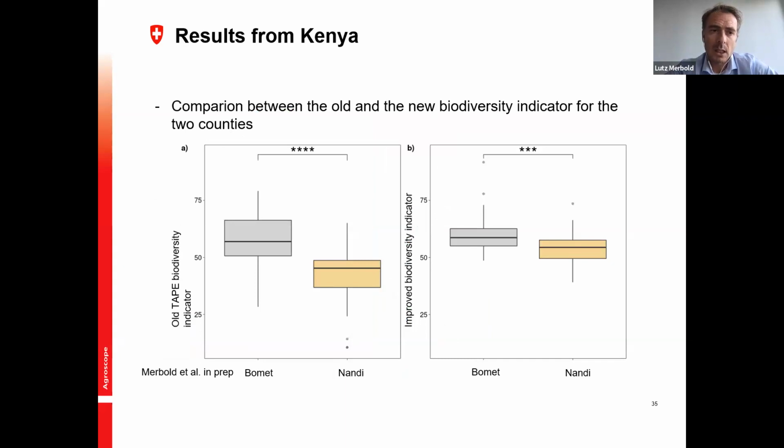Can't see it yet. Here we go. Of course, we tried to see whether this indicator actually really worked. On the left side, you see the old TAPE biodiversity indicator, which showed a very, very strong difference between the 2 counties. Bungoma is a more diversified and intense system, whereas Nandi is just a pure dairy system. And with the new indicator, we still find that, but it's less pronounced. It's still significant. However, I think we're also seeing that we can address biodiversity more holistically with the new indicator. And we're seeing this diversity difference still at that time.